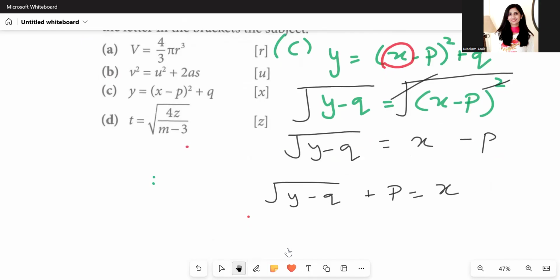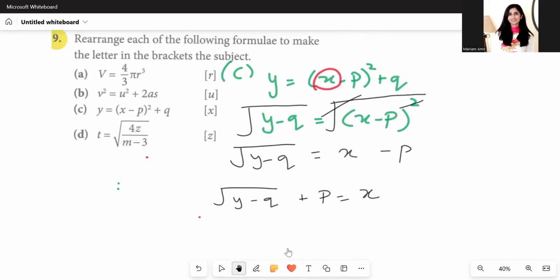No, no, no. It's minus p. When it goes to the other side, it becomes plus p. It's not multiplying here. If it were multiplying here, we would have divided it on the other side. Okay? All right. Moving on to part D.